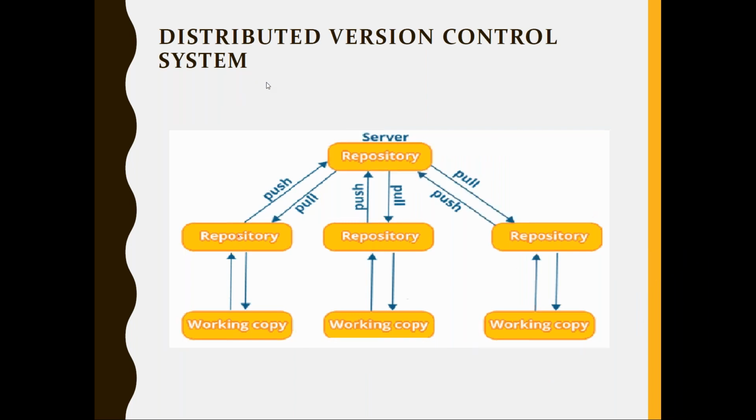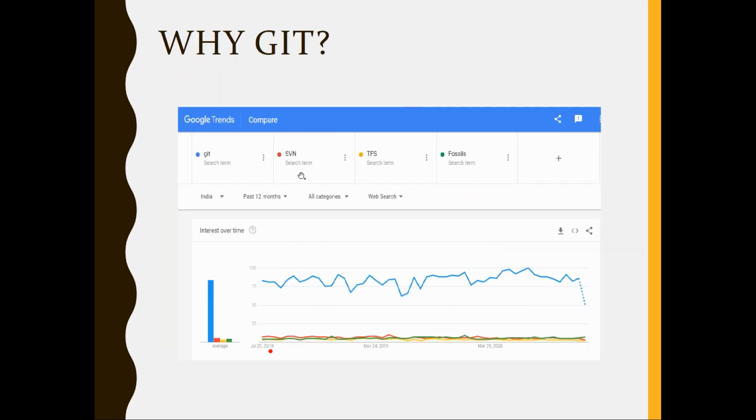And like I said, there were so many version control systems, and depending on the architecture, they were categorized. So Git is a distributed version control system. You can see the graph of different version control systems like SVN, TFS, Fossil and all. You can see Git. There's a report from Google Trends from 2020. You can also get the latest graph, right? Git is very widely used than any other tool. So we are learning it.